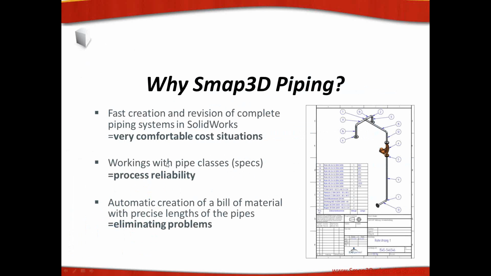In piping within Smap, you're working with piping classes. This gives you the ability to process and find that data very, very quickly, whereas the piping products from SolidWorks are generally driven by configurations and the like, and it might not be as easy a solution to find what you're looking for and work with them more simply.